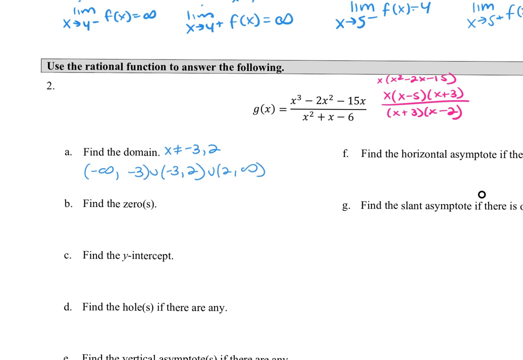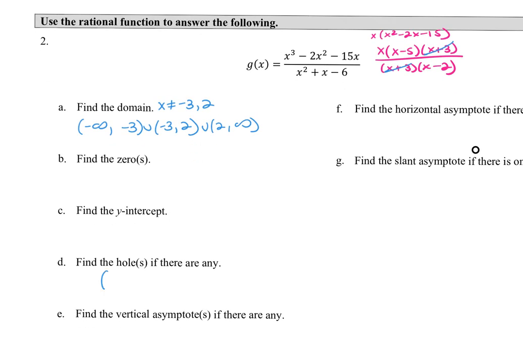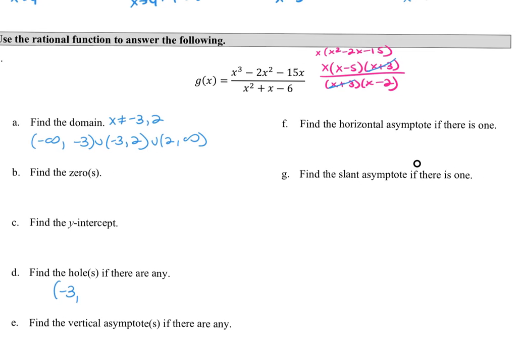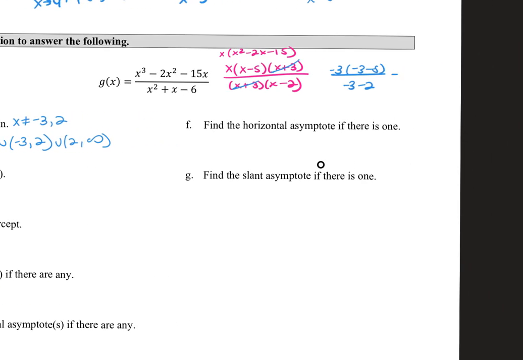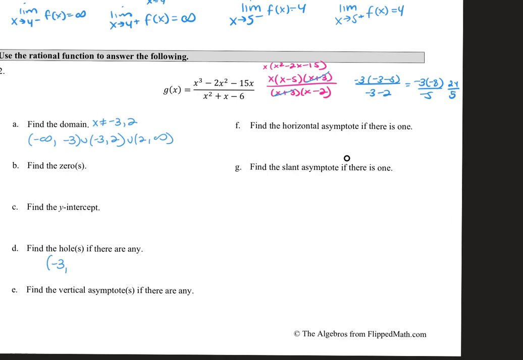Then I cross through that x plus 3, which means I'm creating a hole. So the x coordinate of my hole is negative 3. And then all the other things after this, I use my updated function for. So when I want to find the y coordinate of the hole, I plug it in after, which would be negative 3 times negative 3 minus 5 over negative 3 minus 2. And I get negative 3 times negative 8 over negative 5, or 24 over 5.